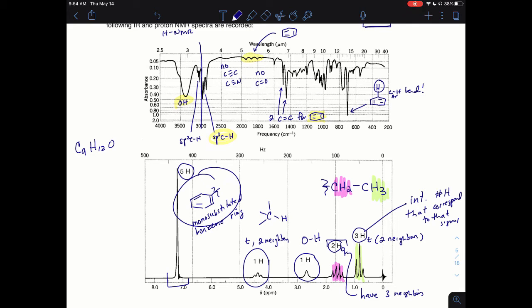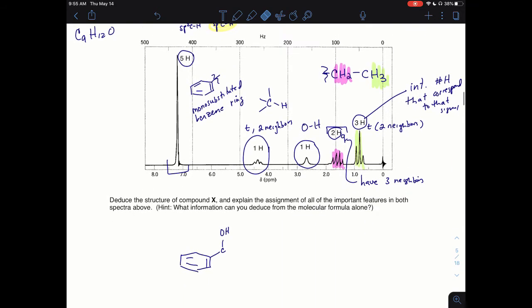Cool. Let's see if we have everything. We do have 9 carbons: 6, 8, 9. We have the O and we have all 12 H's. Now we need to connect the dots here. So let's see if we can put together the structure of this molecule. Oh no, I gave it away sort of. All right, so start with the benzene ring. We also have the ethyl group. Okay, and we have the OH, we have the CH.